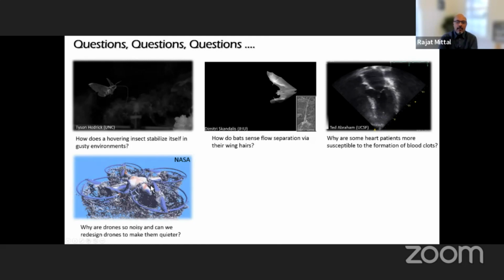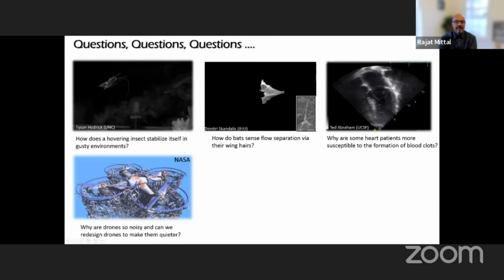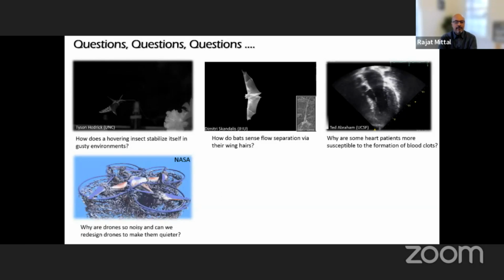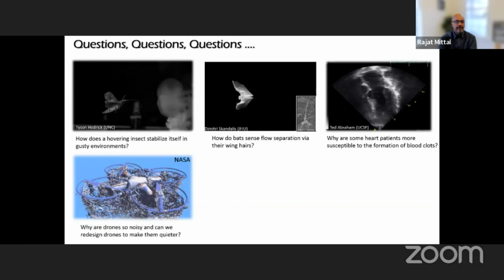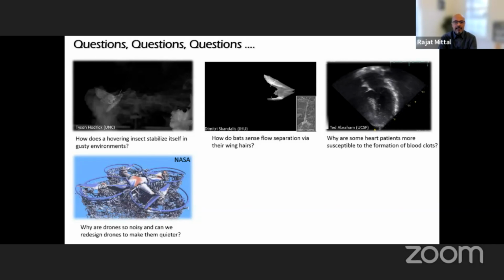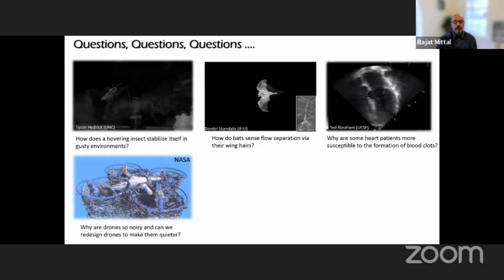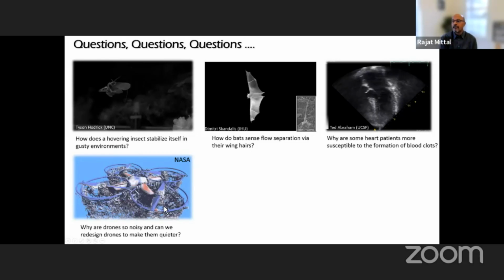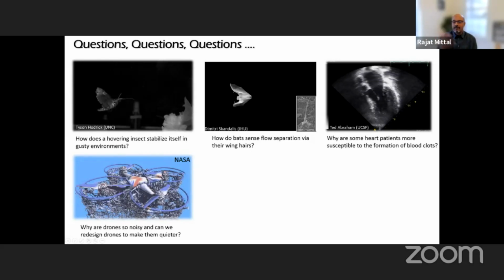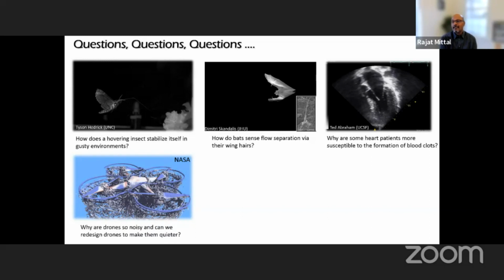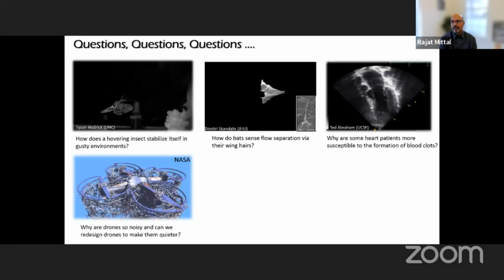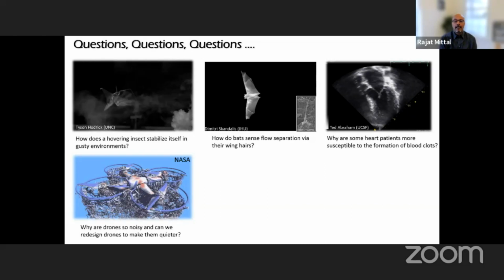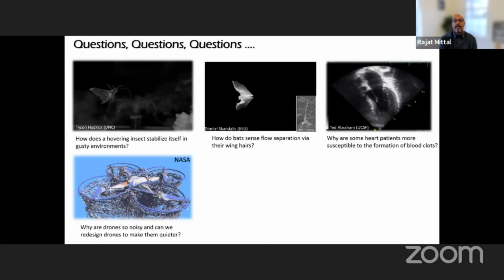A question more along the lines of aerospace, aeronautical engineering is a project that we are working on for the Army currently, which is we are trying to understand why drones such as this quadcopter drone are so noisy. As all of you know, if you've seen a drone, you've heard a drone. Even these small drones can make a lot of noise, and this noise can make them somewhat inappropriate for certain applications.